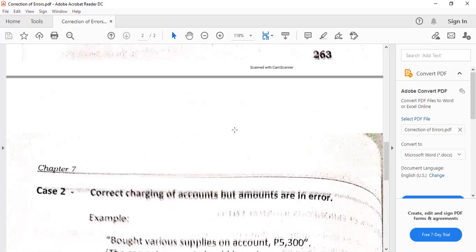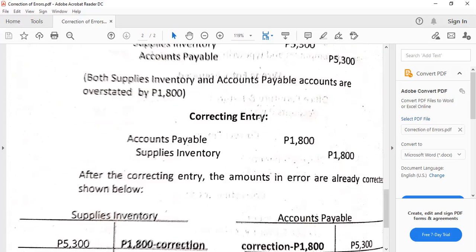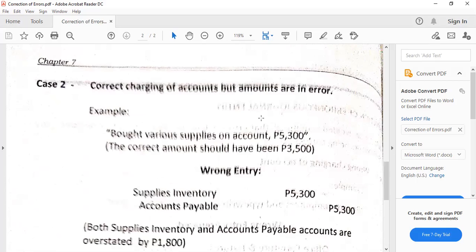Now for case 2, it's going to be on the amounts: correct charging of accounts. So account titles are correct, but the amounts are in error. Supposedly, case 3 would be combinations of the two, because it's also possible that we commit two errors, the account titles and the amounts, and that is a reality in real life situations. Anyway, to simplify the discussion, this is just isolated to errors on the amounts or values.